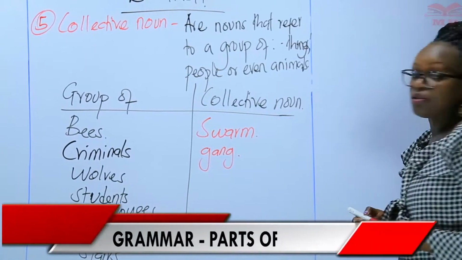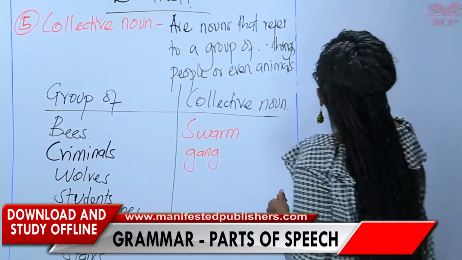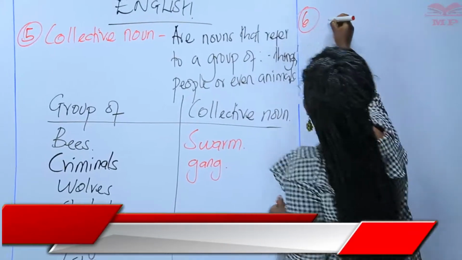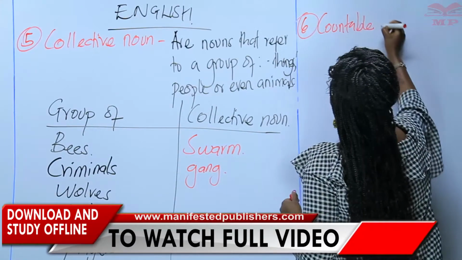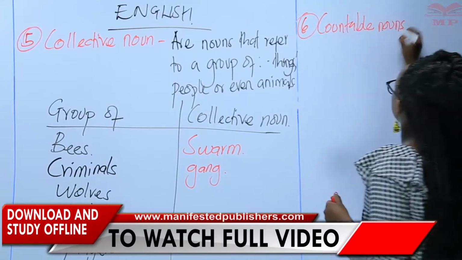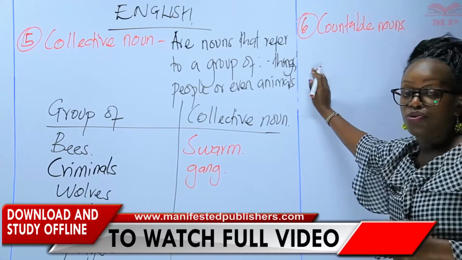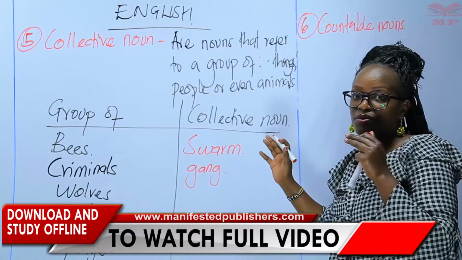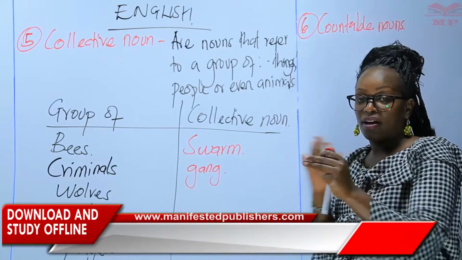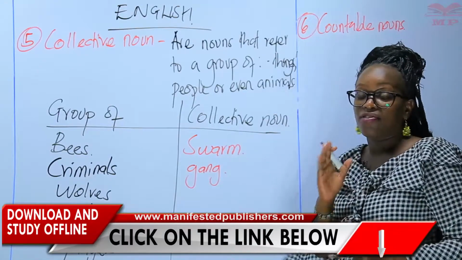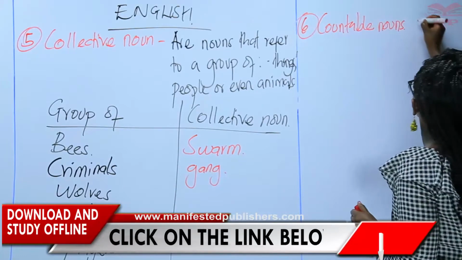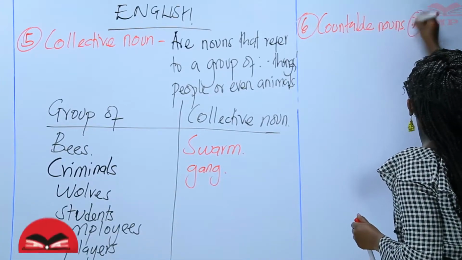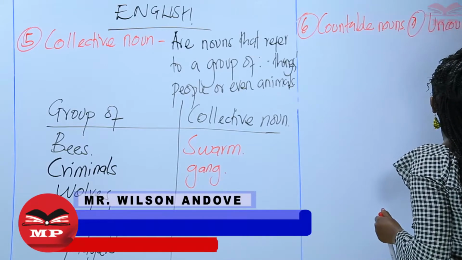So now we move on to the other type of noun. So number 6, we will talk about the countable nouns. I'm going to be discussing the countable noun together with the uncountable nouns. They're related, but I would like to draw the difference. I would like for you to be able to see the difference between the two. So this is countable nouns, and then number 7 would be uncountable nouns.